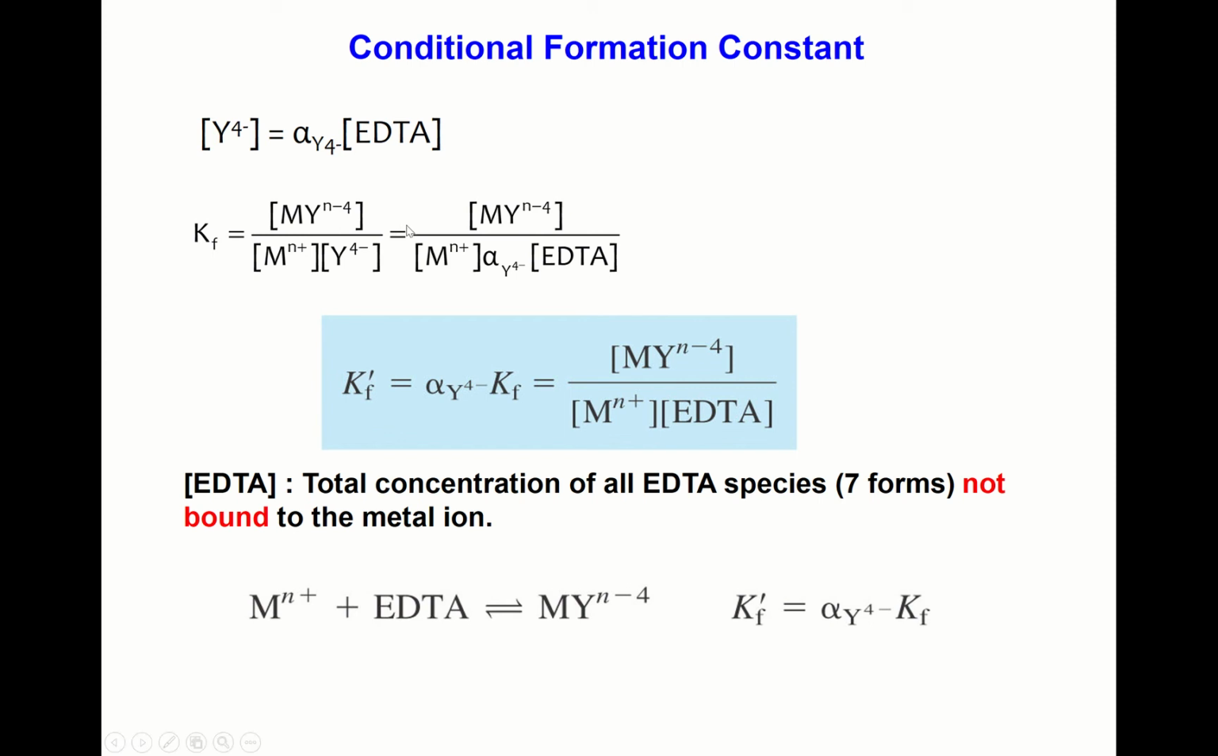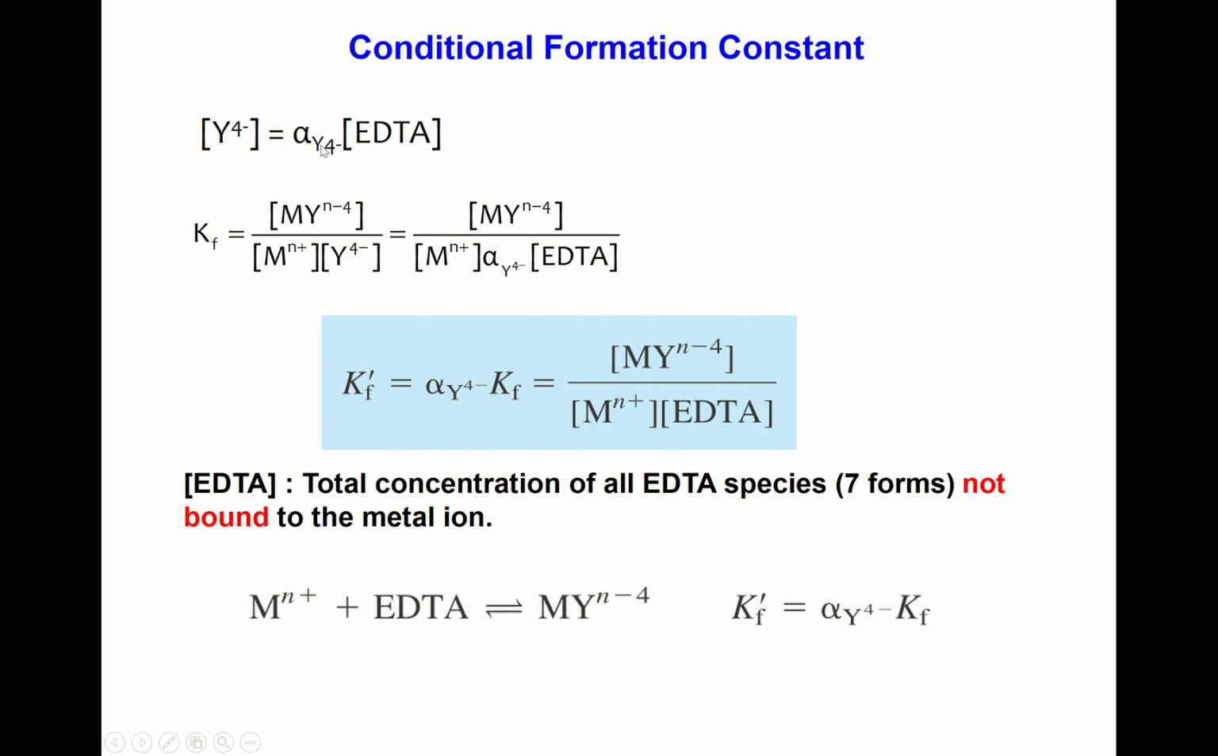Let's start from this equation. The important part is the unprotonated form. Its concentration is given by the total EDTA concentration, represented by this parenthesis EDTA, multiplied by this fraction, alpha Y4 minus, at that pH.